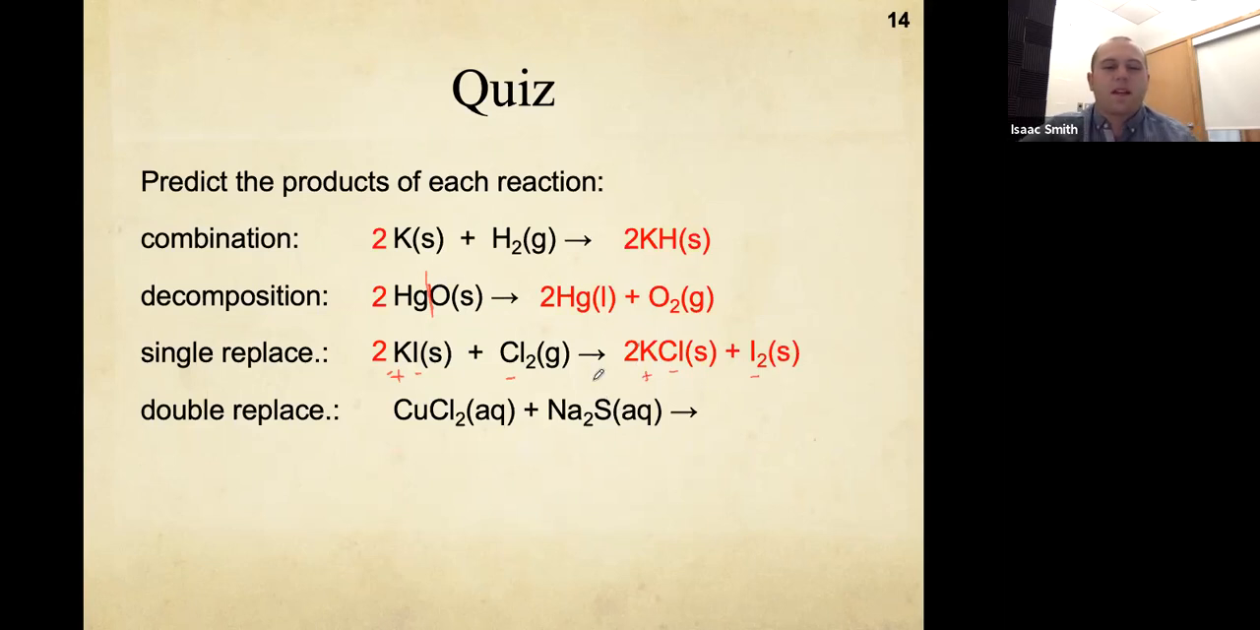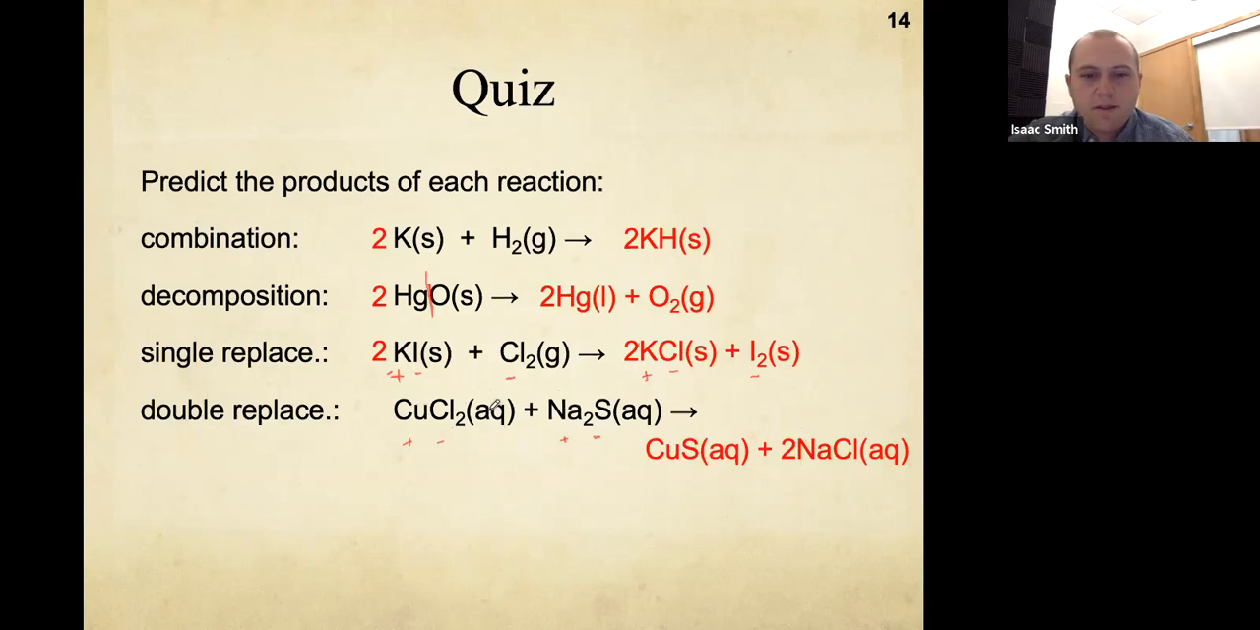Okay. And then double replacement. And you have your positive and negatives here. These are ionic compounds. And so this positive copper is going to combine with the negative sulfide, and the positive sodium is going to combine with the negative chloride to get copper sulfide and sodium chloride, and then balanced.